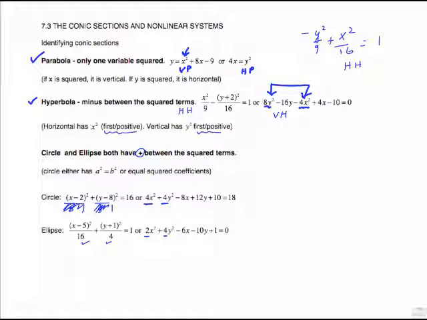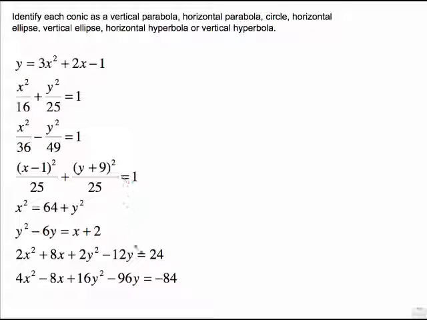So this next page is going to ask you to look at a bunch of formulas and decide what they are. Parabola, vertical parabola, horizontal parabola, circle, horizontal ellipse, vertical ellipse, horizontal hyperbola, or vertical hyperbola. Try to stop the video, look back at the notes on the other page, and see if you can identify what's what, and then come back to my explanation on all of these.